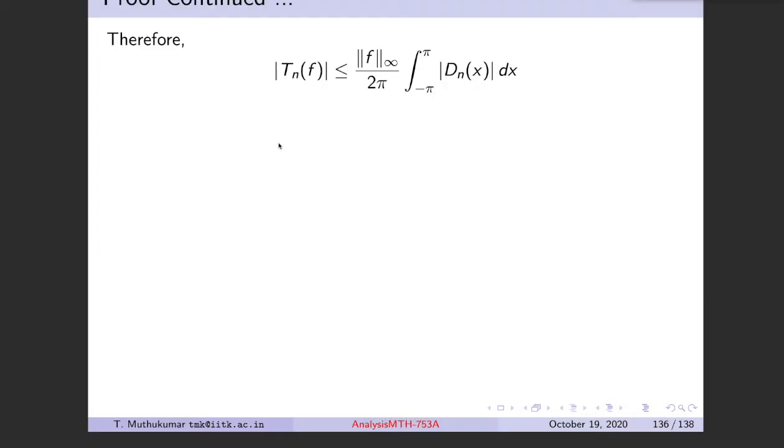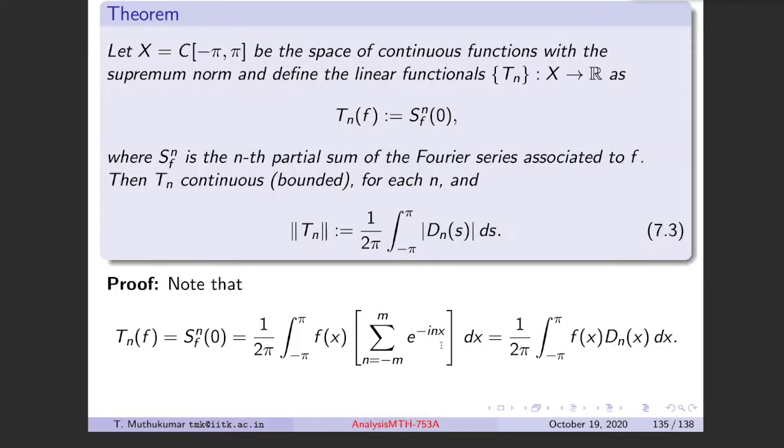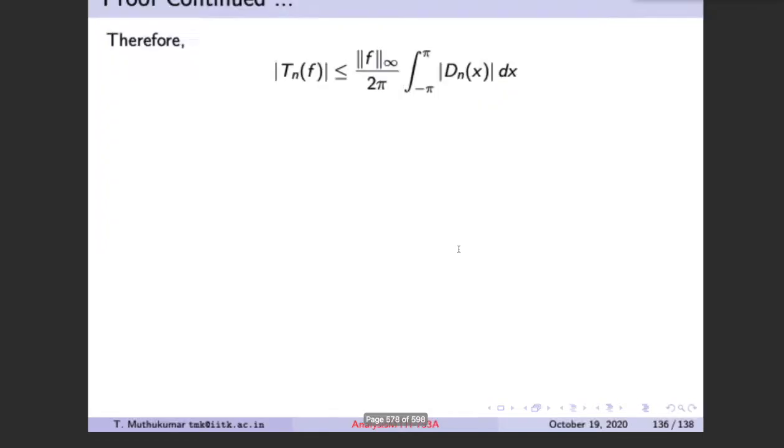Now you take the modulus on both sides, so you get that mod Tn f is less than or equal to the integral of mod f times mod of the Dirichlet kernel. Because f is a continuous function on a compact, closed bounded interval minus pi to pi, you can take the supremum over all the points. So the sup norm of f comes out. So you have this inequality for mod Tn f.